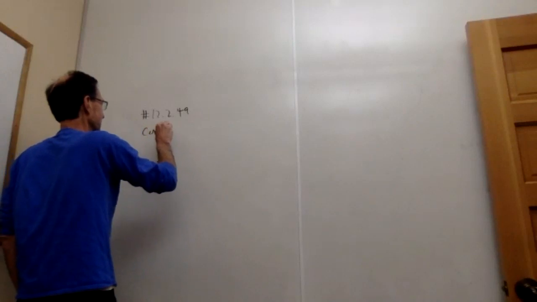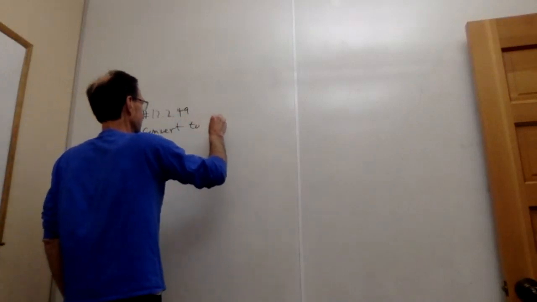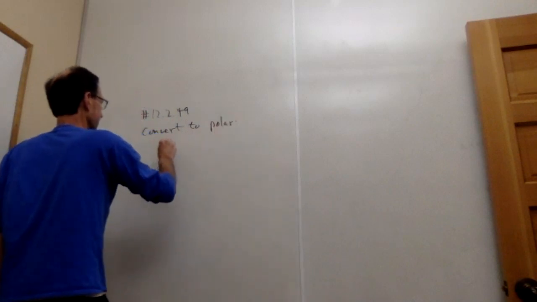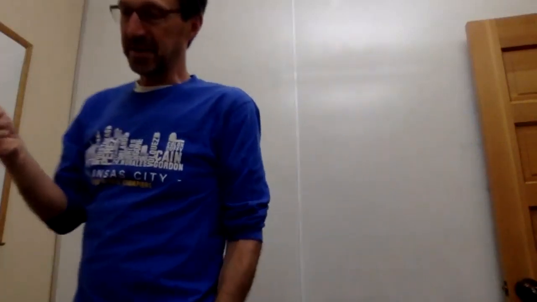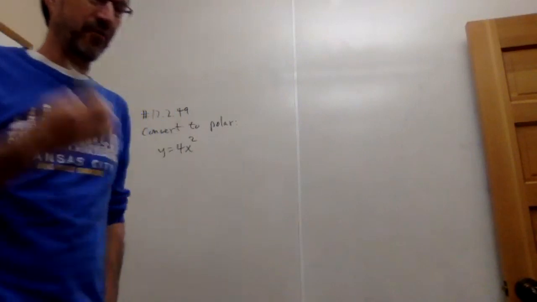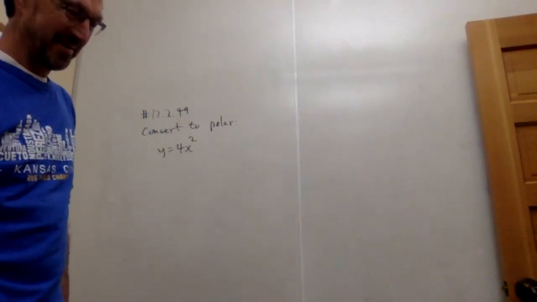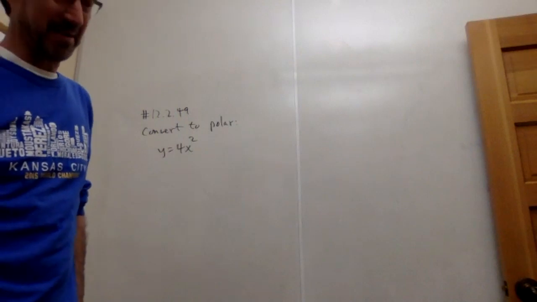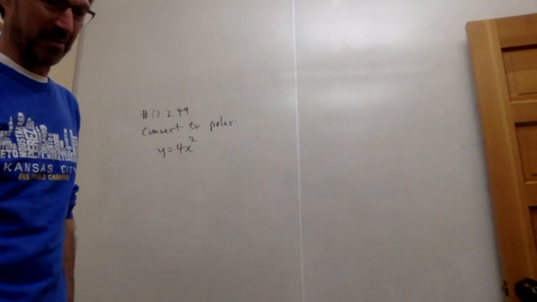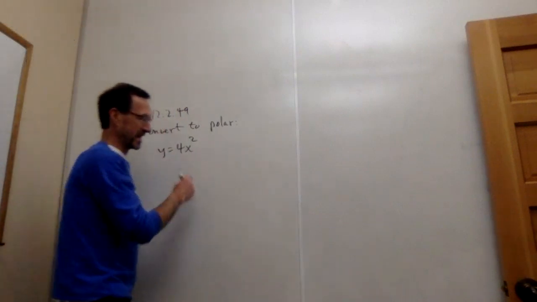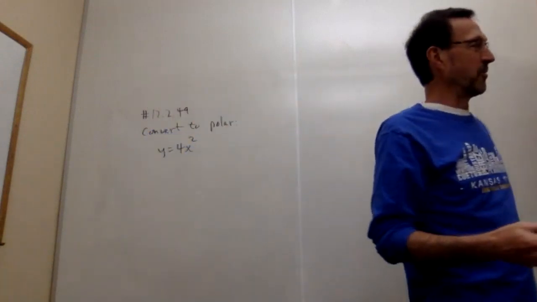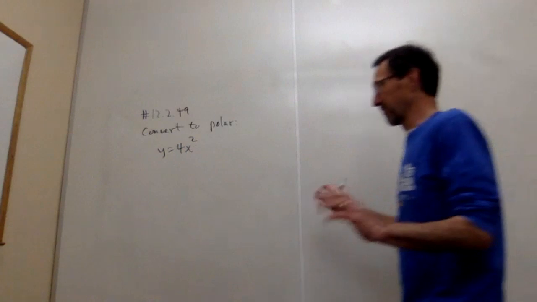Convert to polar. Y equals 4x squared. So in general, it pays for us to look carefully to see what we have before we just start quickly doing what we can do. And I'll give you an example in a minute, maybe a different problem, maybe not even a homework problem, but because y is to the first power and x to the second, I don't really see any way we can do this other than just sort of brute force.